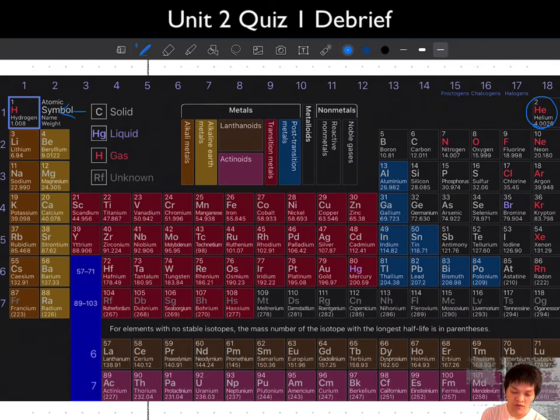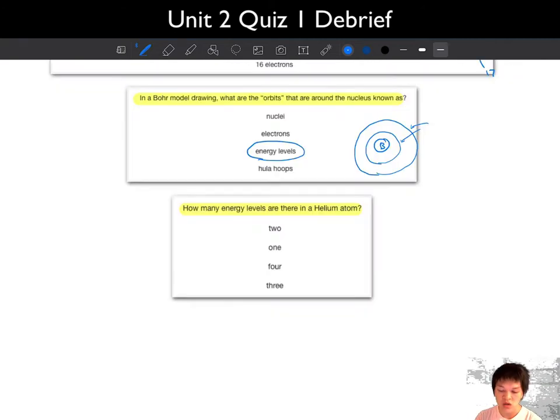If it's in the very first row, all first row elements, meaning hydrogen and helium, have to have just one energy level. Okay. If it's in the second row, it should have 2 energy levels. If it's in the third row, it should have 3, so on and so forth, as we should have discovered in the activity. So since we are talking about helium, and helium is on the first row, the first period of the periodic table, then helium should have 1 energy level.